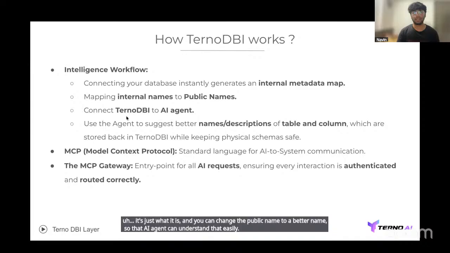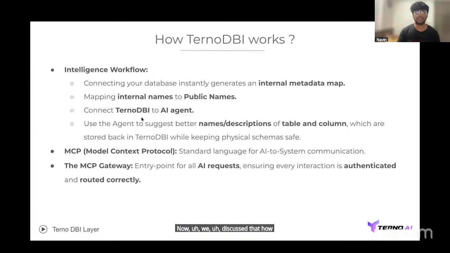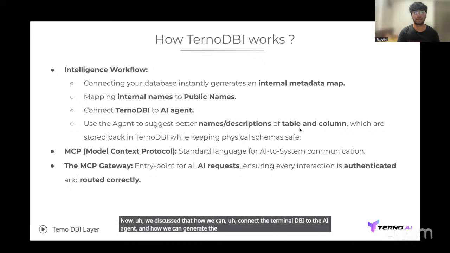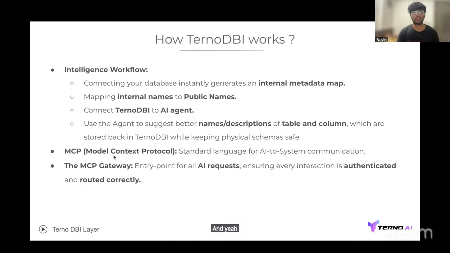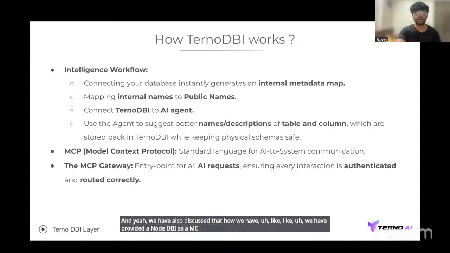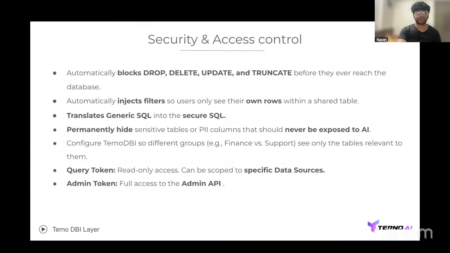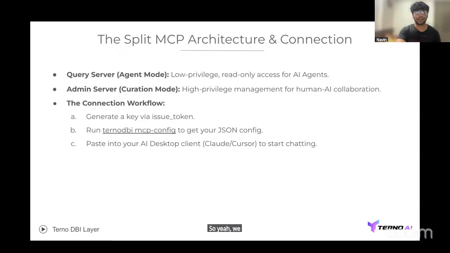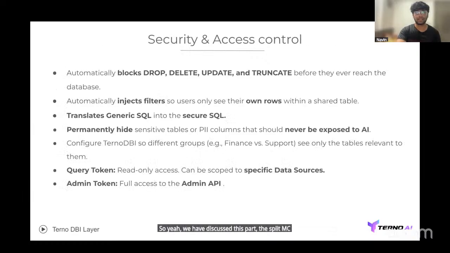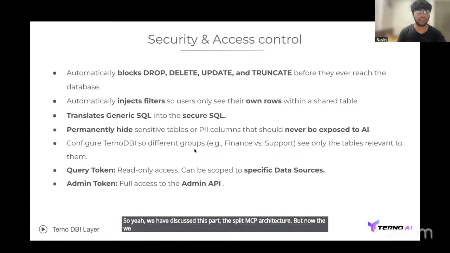We also discussed how we can connect TurnoDBI to the AI agent and how we can generate the descriptions and all. And we have also discussed how we have provided TurnoDBI as an MCP, and you can connect it to any of your AI agents. So we have discussed this split MCP architecture part. Now we have the security and access control part.